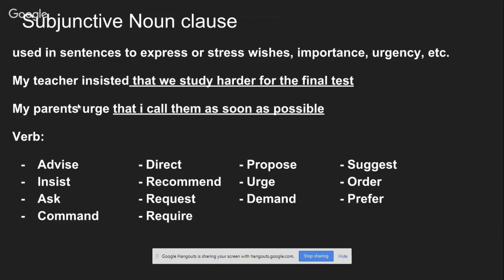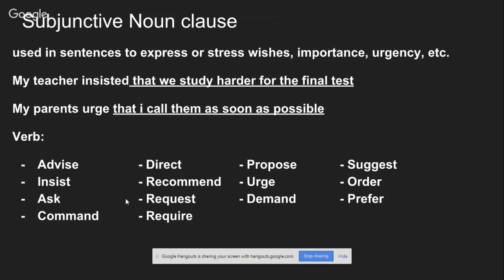So my parents urge. Urge already emphasizes that this is really urgent. You can also omit the word should. So: my parents urge that I call them as soon as possible. It makes it more effective when you use it without should, and it still makes sense.